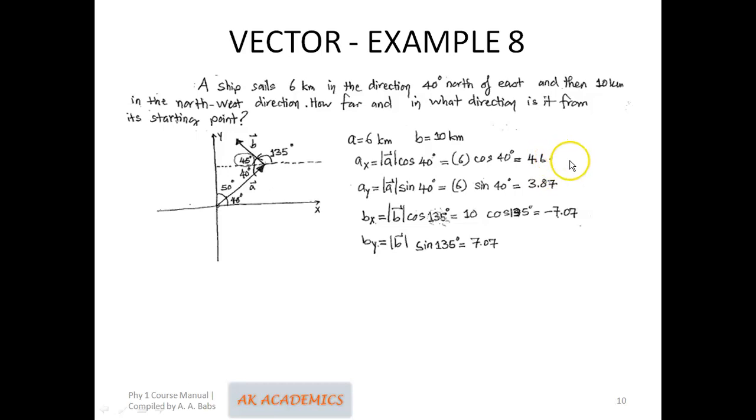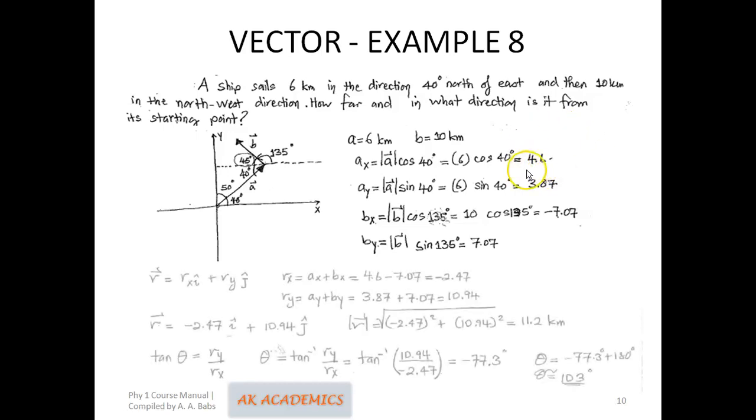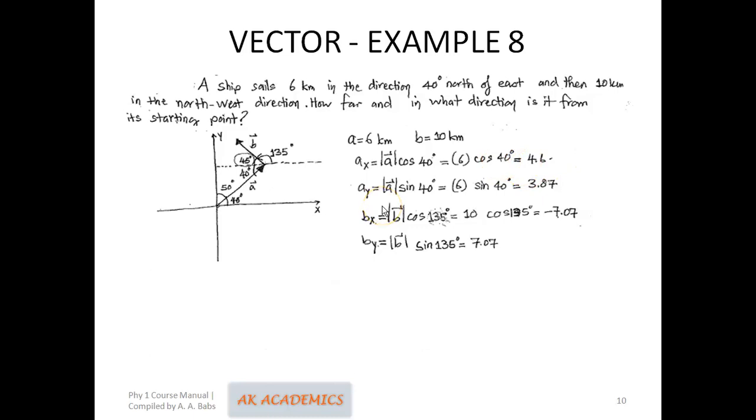So you should put kilometers here. It's not written here, so you should put 4.6 kilometers here. All right. Also, for the vertical component, you can say that our AY, which represents the vertical component, will be equal to the magnitude of A sine 40.